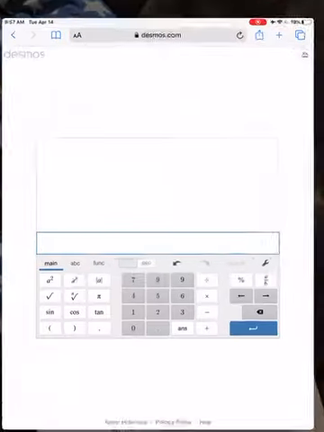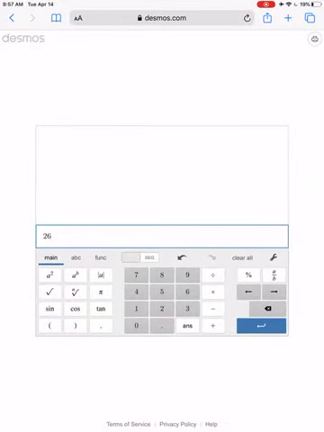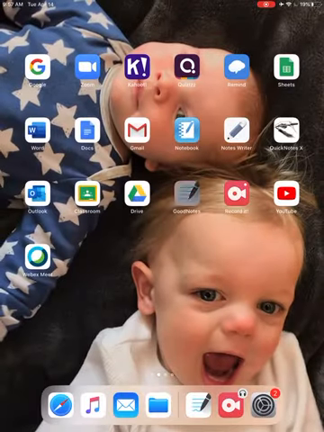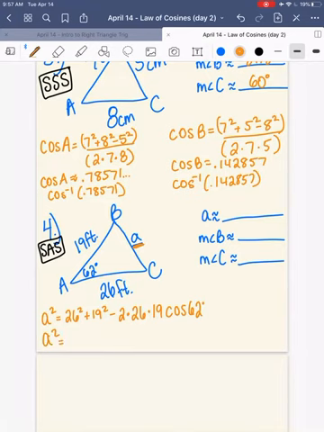We're going to type in 26 squared plus 19 squared minus 2 times 26 times 19 cosine of 62 and hit enter. You get 573.16, and then of course it kept going, okay? Now remember, that's a really big number compared to our other sides of 26 and 19. That does not make sense, okay? So I want to take the square root of both sides.